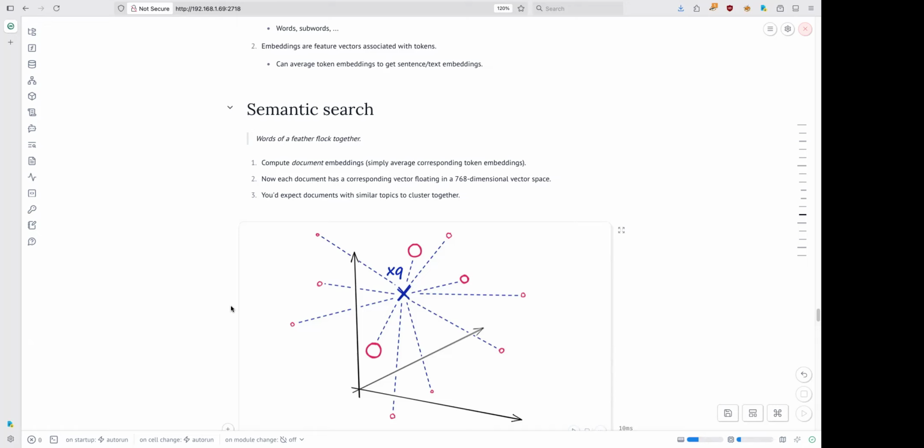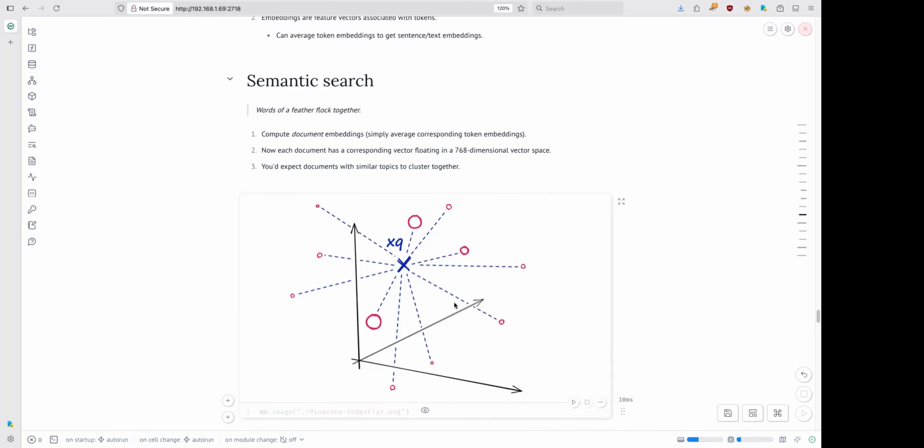You compute document embeddings first, and now each document has a corresponding vector which is situated somewhere in our many-dimensional vector space. This is the image in 3D, and the red dots are our documents. So the main idea, as usual, is that we associate with each document a vector. Since it's a vector, we can do math on it.